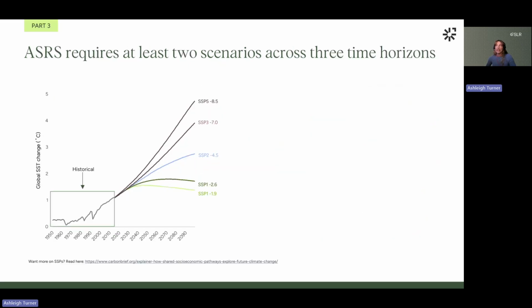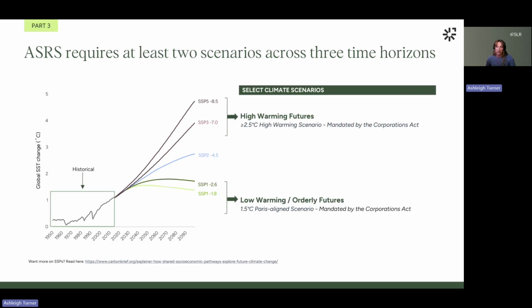So I just want to say a little bit more about the scenario selection, because this is kind of a common one that comes up. Basically, you need 2 scenarios under the ASRS: the low warming one below 2 degrees and a high warming scenario above 2.5 degrees. One thing that I want to flag from Group 1 experience is that there is some variability in how companies are interpreting the scenario requirements, particularly around which SSP to use as the low warming scenario.